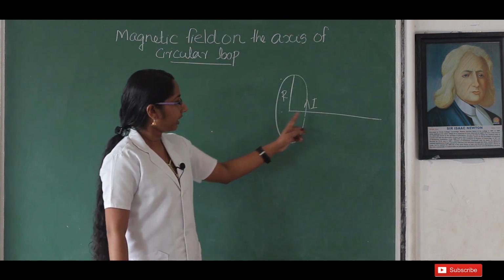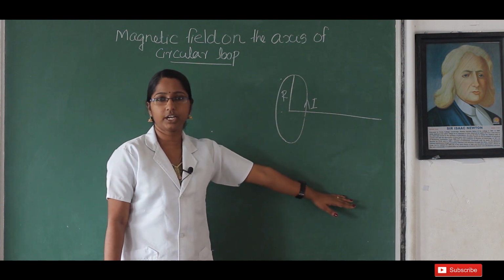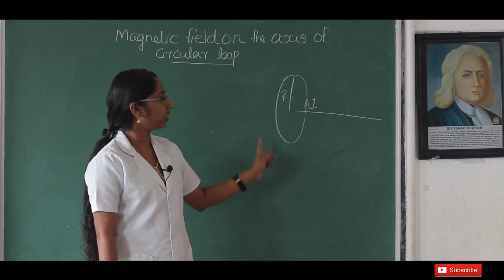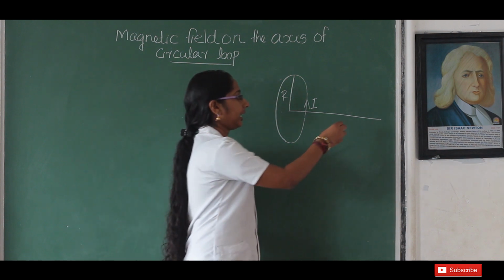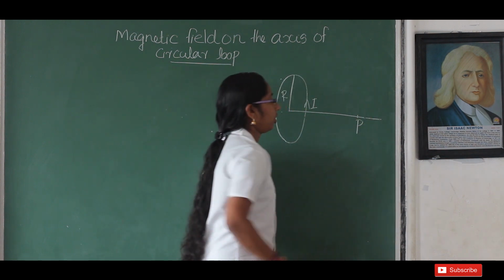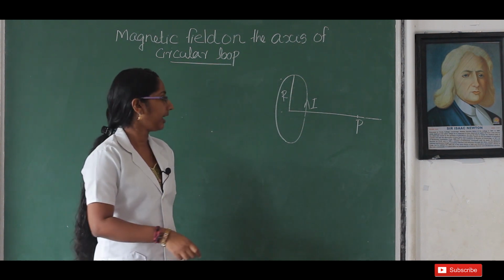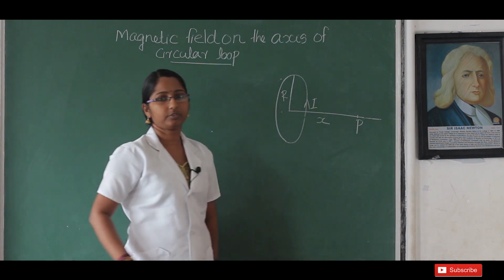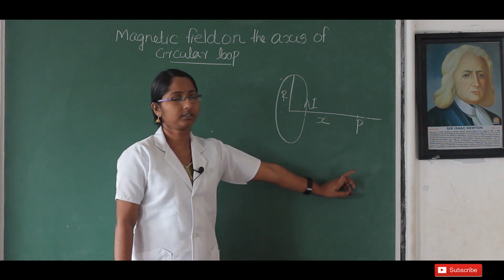And on any point on this axis, we have to find out what is the magnetic field due to this circular loop. For this, we are considering a point P on the axis, and let it be a distance of x from the center of the loop. X is the distance from center to P.